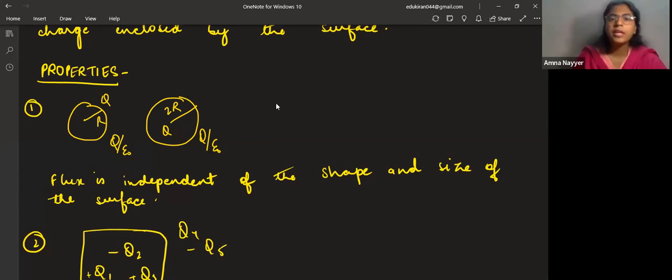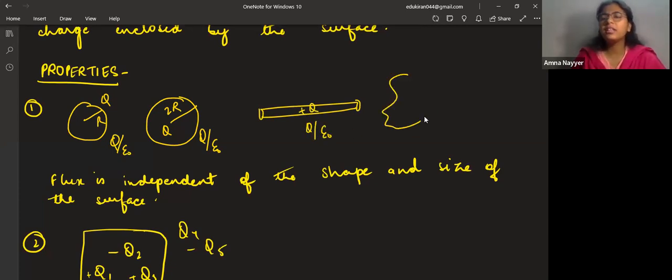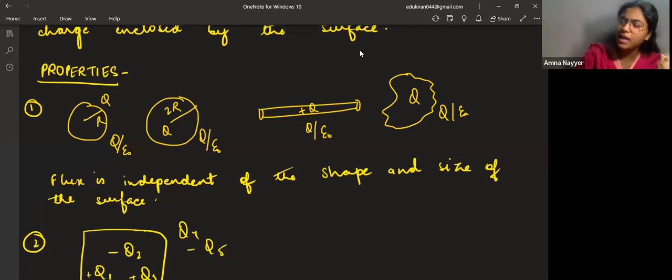No, it didn't. Or if I give you a cylindrical rod and I say charge is Q, what will be the flux? Q by epsilon naught. Or even if I give you a very random shape with charge Q, what will be the flux? Q by epsilon naught. So flux is independent of shape and size. It just depends on exactly whatever is the charge enclosed.